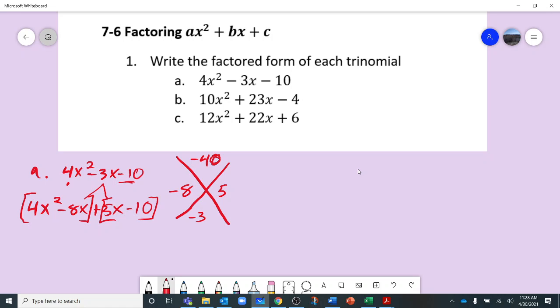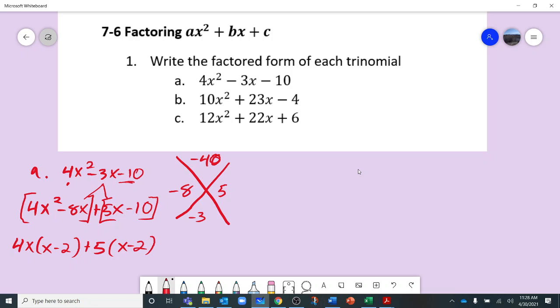And so I have 4x squared minus 8x. Greatest common factor of that is going to be 4x. And inside, I'm still going to have an x and a minus 2. And for my other parentheses, my greatest common factor is going to be a 5. And inside, I still get an x minus 2. And so I have x minus 2 common to both.